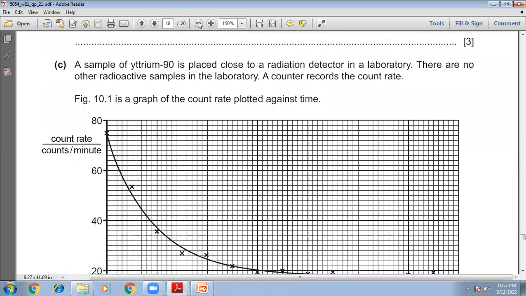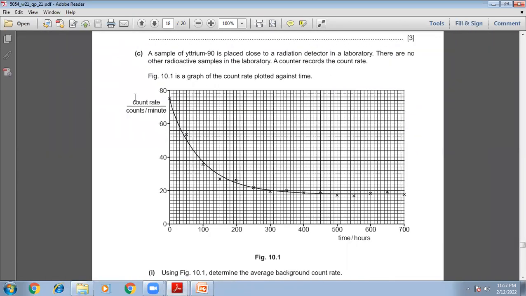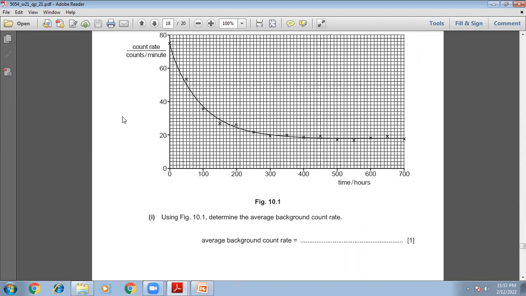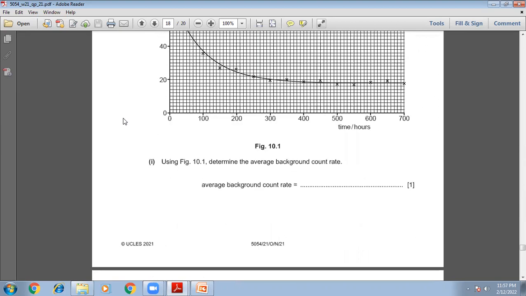He says, a sample of yttrium 90 is placed close to a radiation detector in a laboratory. There are no other radioactive samples in the laboratory. A counter records the count rate. Figure 10.1 is a graph of the count rates plotted against time. And you can say, using the figure 10.1, determine the average background count rate. Average background count rate we have to tell.